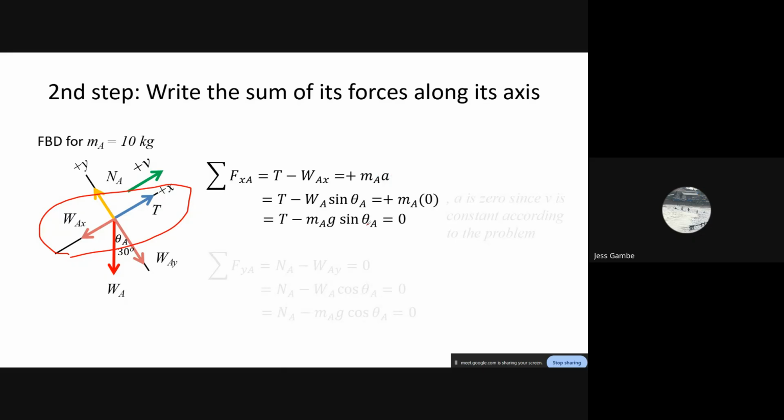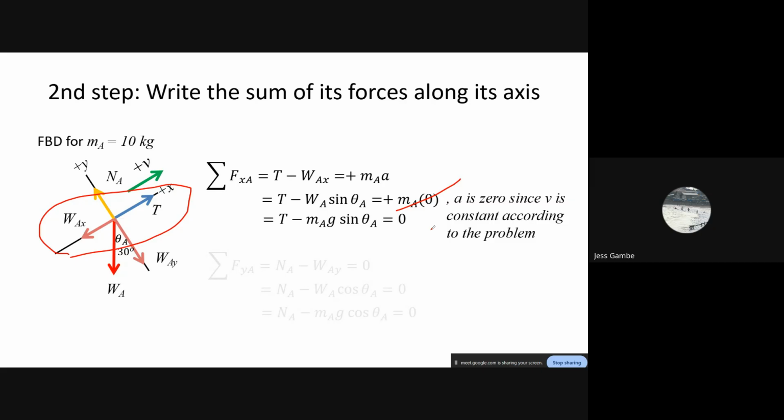But why is it zero? It's because, as mentioned earlier, the velocity is constant according to the problem. So the change in velocity is zero, and zero over time is just zero. So the acceleration is zero, and we set the right side to zero. That is for the sum of forces along x for A.